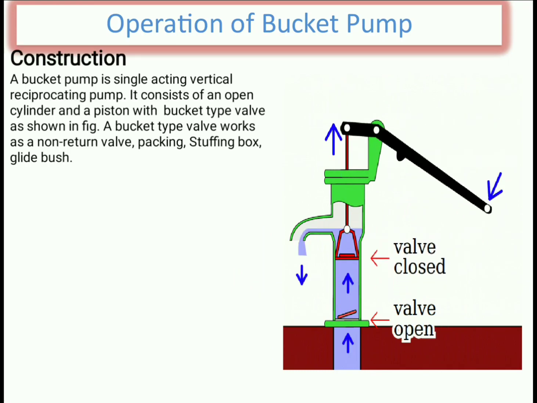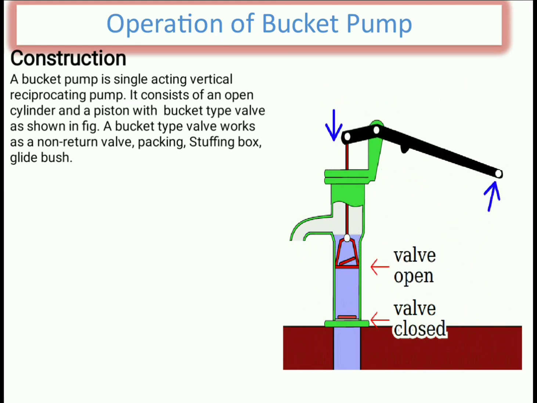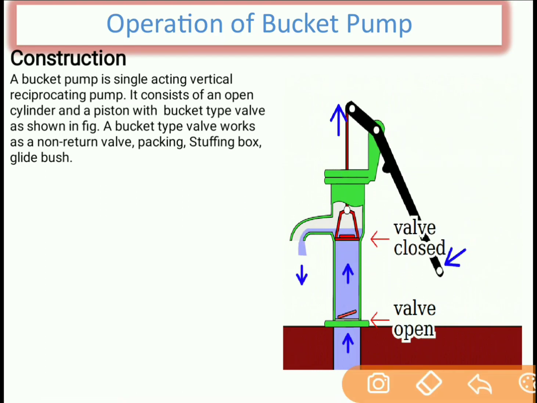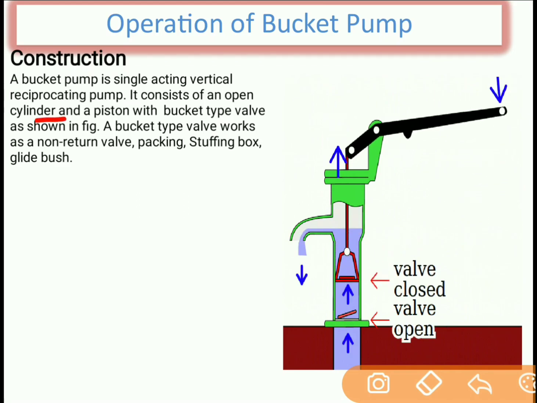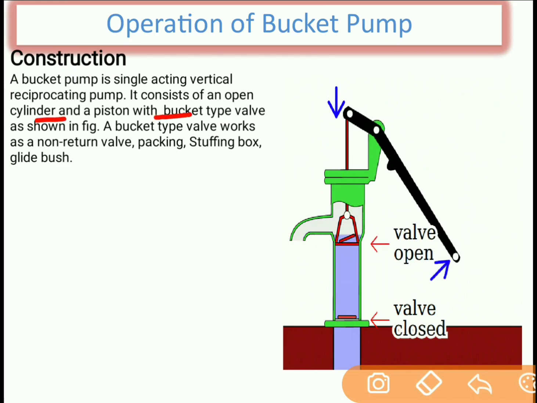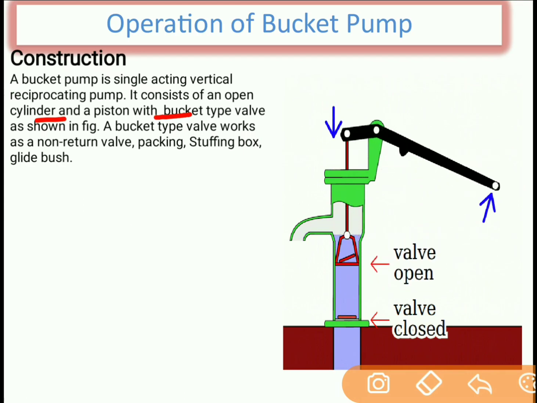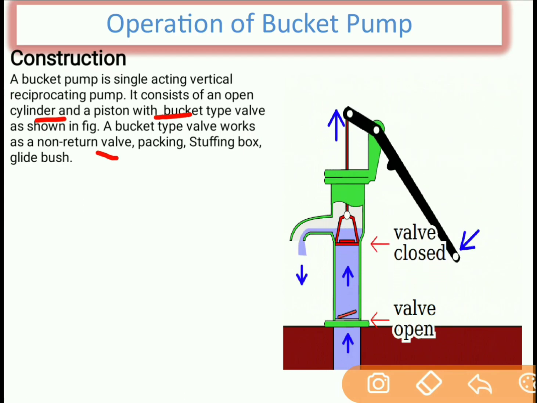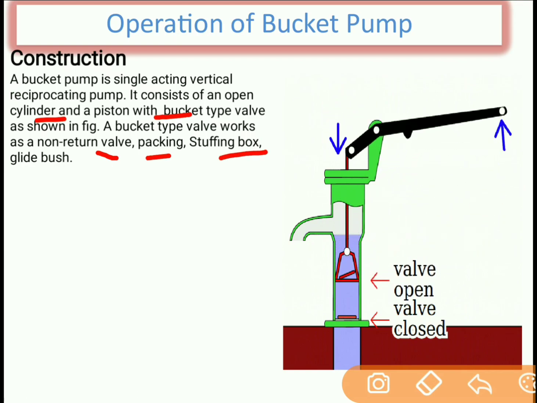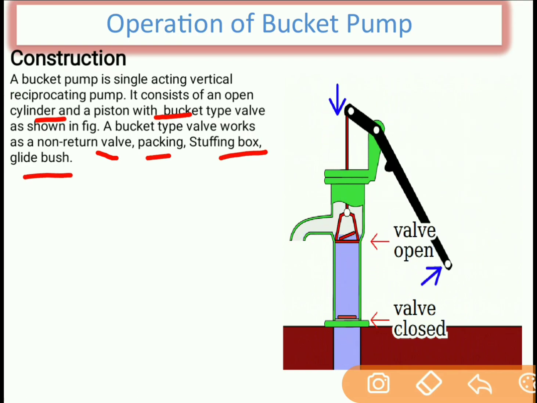So let us understand the construction of the bucket pump. A bucket pump is a single acting reciprocating pump. It consists of an open cylinder and a piston with the bucket type of valve, as shown in the figure. A bucket valve works as a non-return valve. Also, packing, stuffing box and gland box are provided so as to prevent leakage.